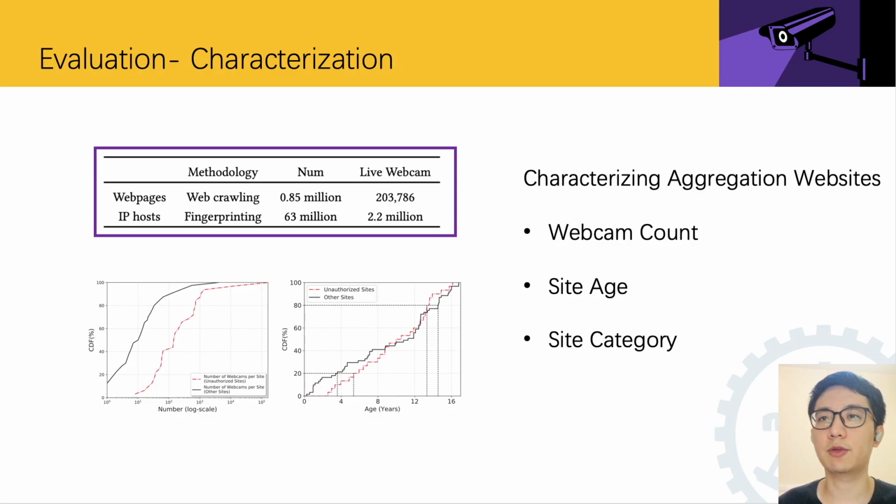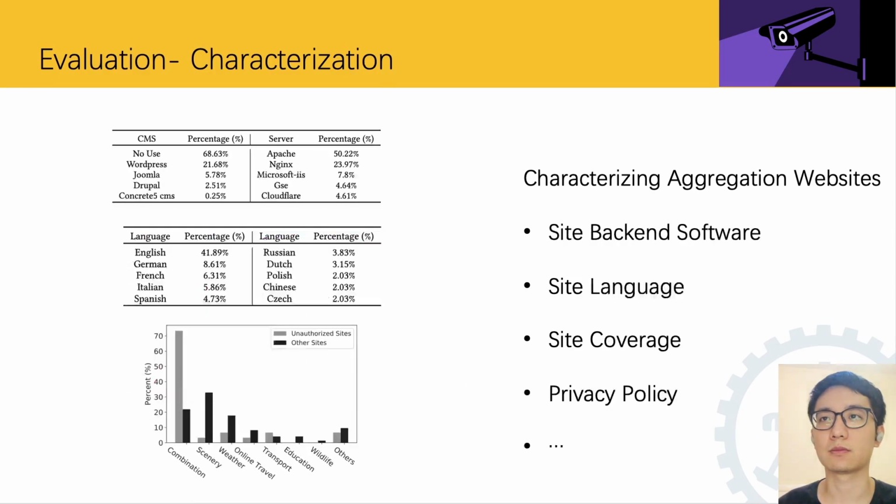Using the fingerprinting technology, we detect nearly 2.2 million webcams with their individual IP addresses by analyzing 63 million HTTP response packages from reachable IPv4 hosts. We also provide a demographic breakdown of the two groups of aggregation sites, including webcam count, site age, site category, site software, site language, site coverage, and more.